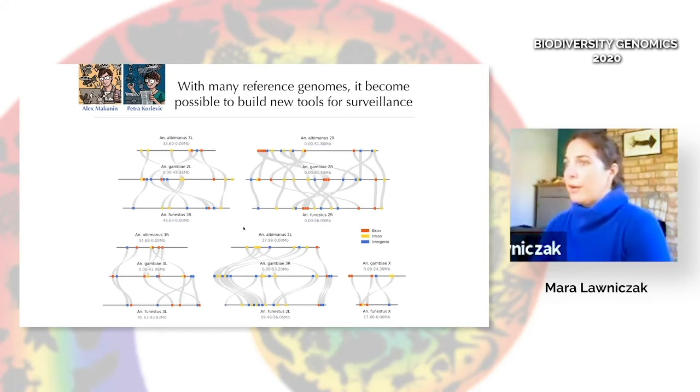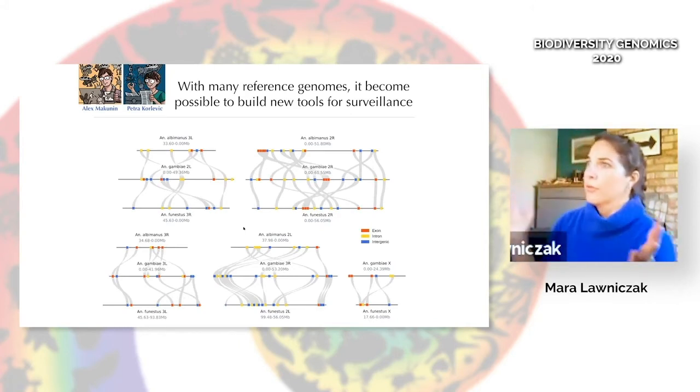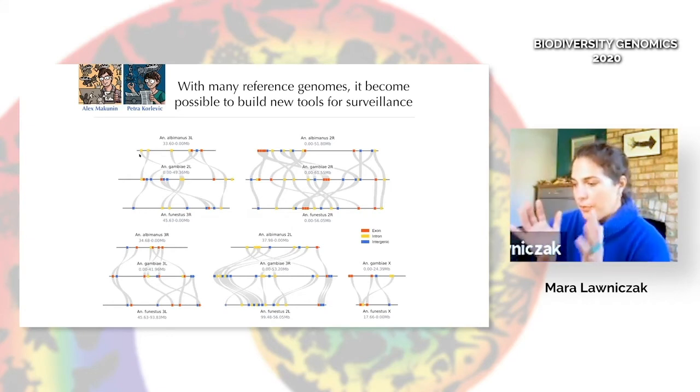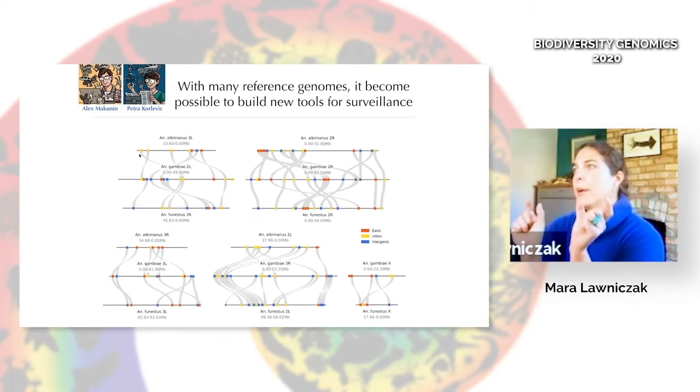Once you have a lot of reference genomes, it's possible to do all sorts of really cool things, like generate new tools for surveillance. This is a schematic of a project led in my group by Alex and Petra, in which we've taken the available reference genomes and identified 62 loci across the genomes that are phylogenetically informative: 200 base pieces of the genome, flanked by very highly conserved primer binding sites.